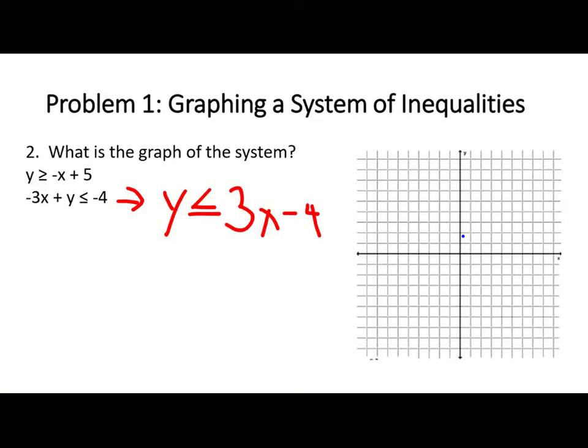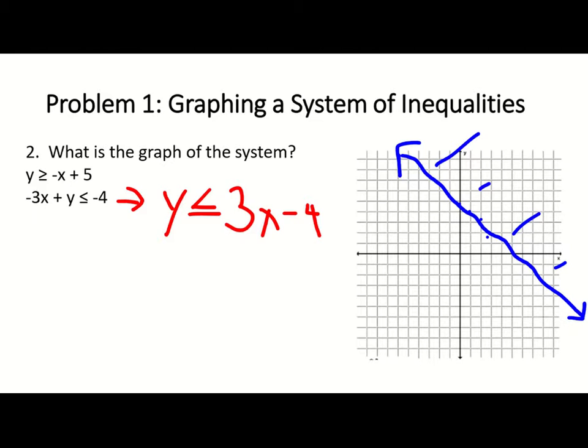I'm going to start at 5 on my y-intercept, and I'm going to count my slope of negative 1. So down 1, right 1, down 1, right 1, down 1, right 1, down 1, right 1. And then I'm going to connect these with a solid line this time. Sorry that my line's a little curvy. And then this says greater than or equal. That means I need to shade above, and I'm just going to lightly shade because I also have another inequality to graph.